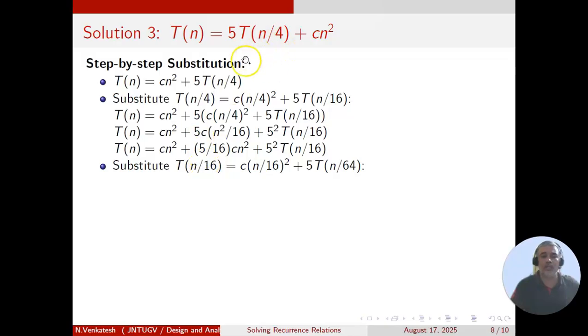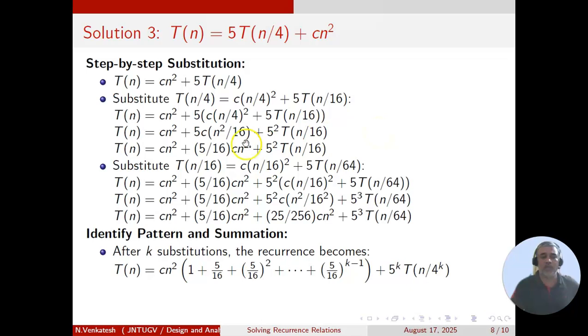Now again, what is T(n/16) from the original equation? T(n/16) is 5 into T(n/(16 into 4)), that is n/64, plus C into (n/16) whole square. Now if you substitute this into the original equation, we'll get T(n) as Cn square plus 5/16 Cn square plus (5/16) whole square into Cn square plus 5 cube into T(n/64).